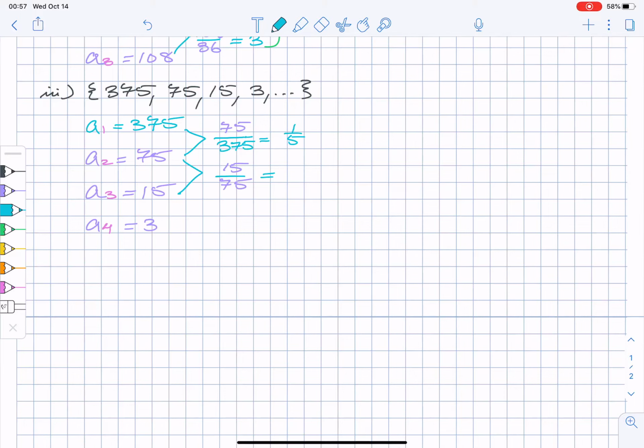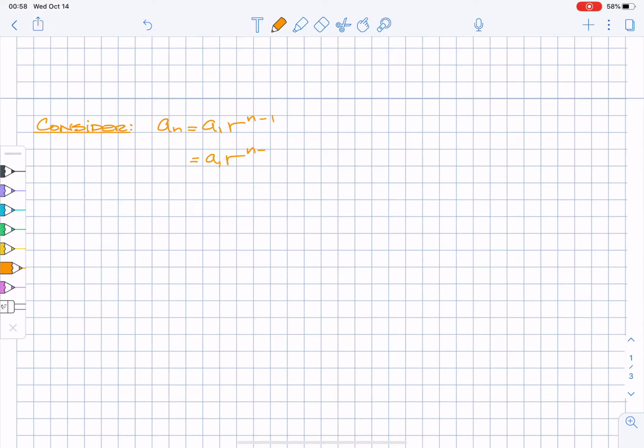Okay, so I'm going to do a trick. I'm going to say this is a1 r to the n minus 1, then I'm going to subtract 1 but add it right back in. So technically I'm adding 0. So this is a sub 1 r to the n.